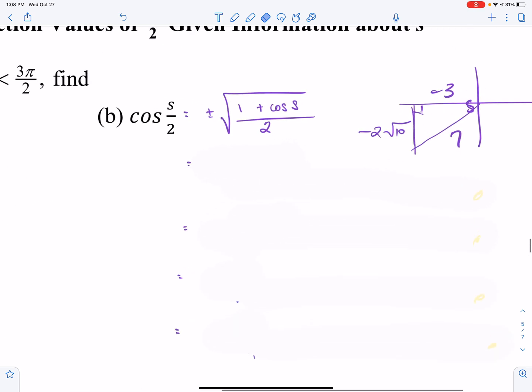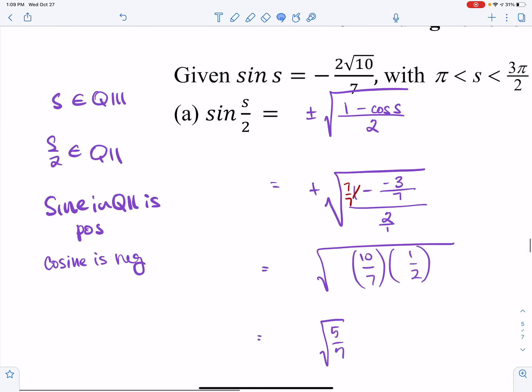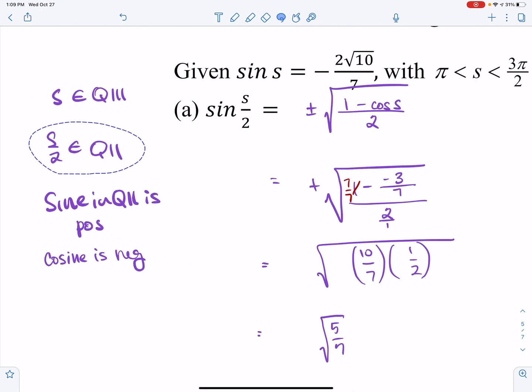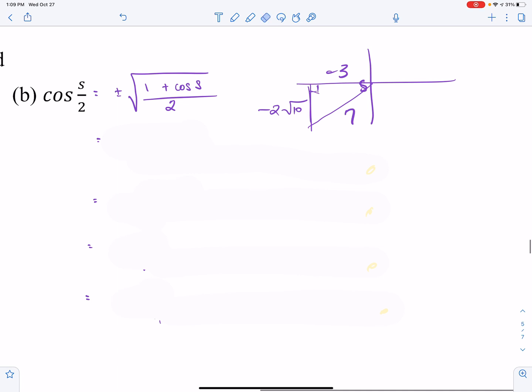Now I'm also asked to find the cosine. Now I want to write my equation without looking at the picture. And then let's go ahead and choose whether it's positive or negative. We already decided that the half angle is going to be in quadrant 2. And cosines in quadrant 2 are negative. So here we're going to choose the negative. Let's go ahead and plug in. You see there that I did choose the negative, and I'm plugging in the cosine from my picture.